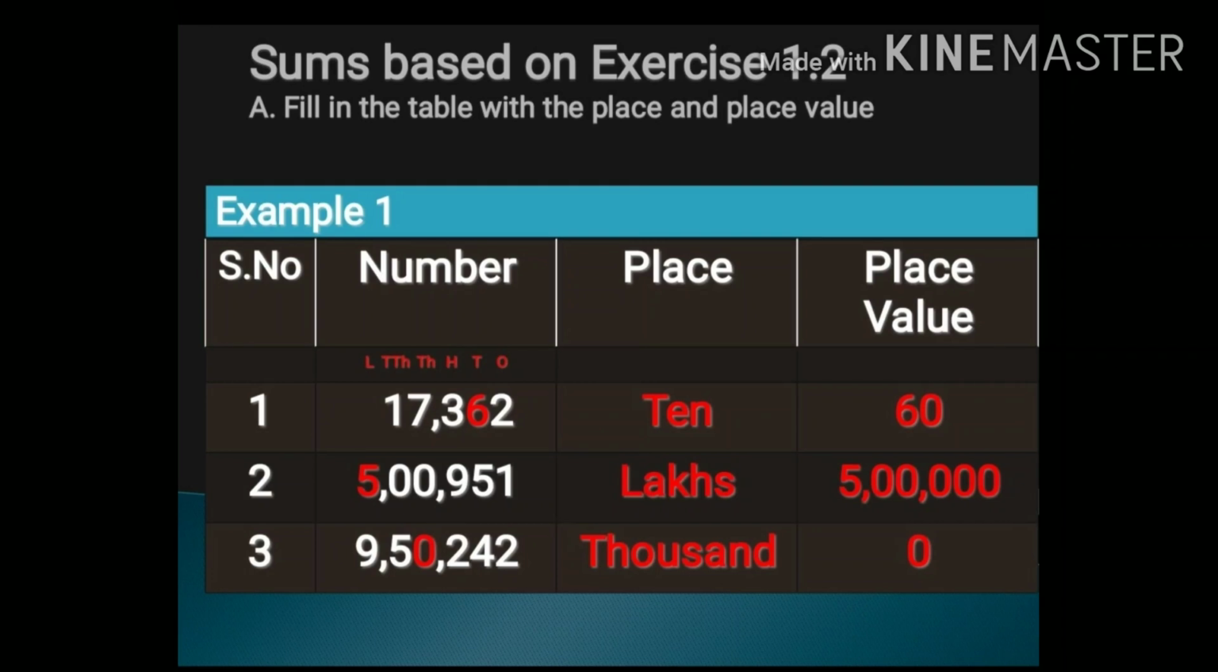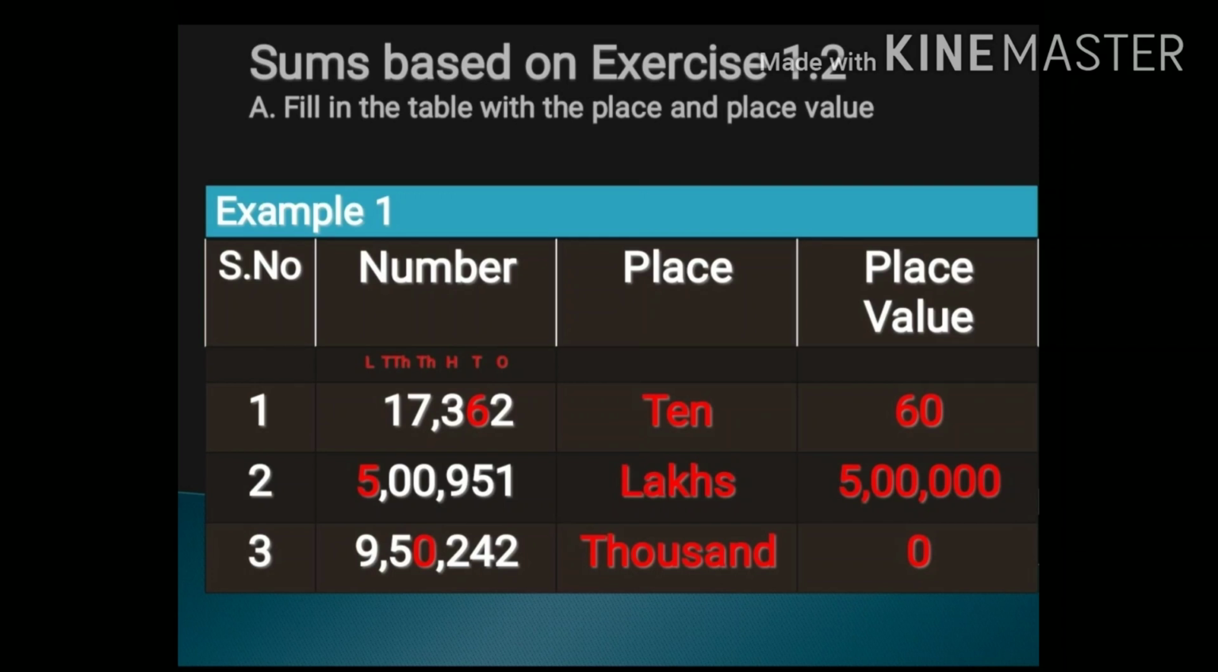The first one is fill in the table with place and place value. The first sum is 17,362. The second sum is 5,951 and the third sum is 9,50,242. What is the first step you have to do? First, write the place value on the top of each digit.